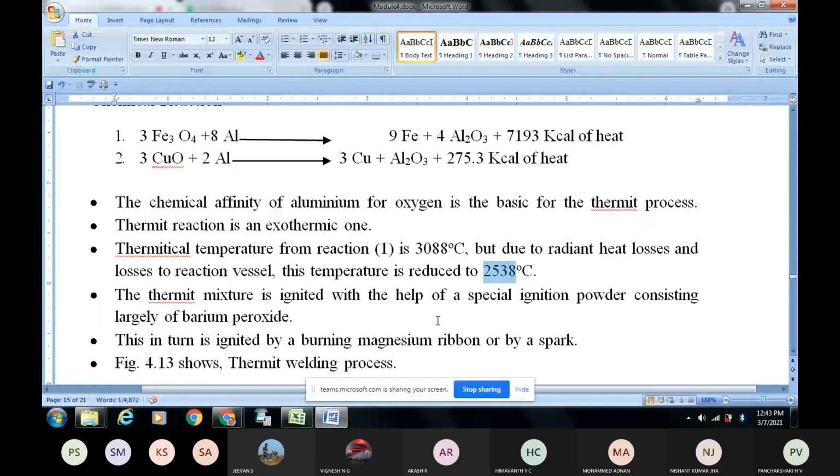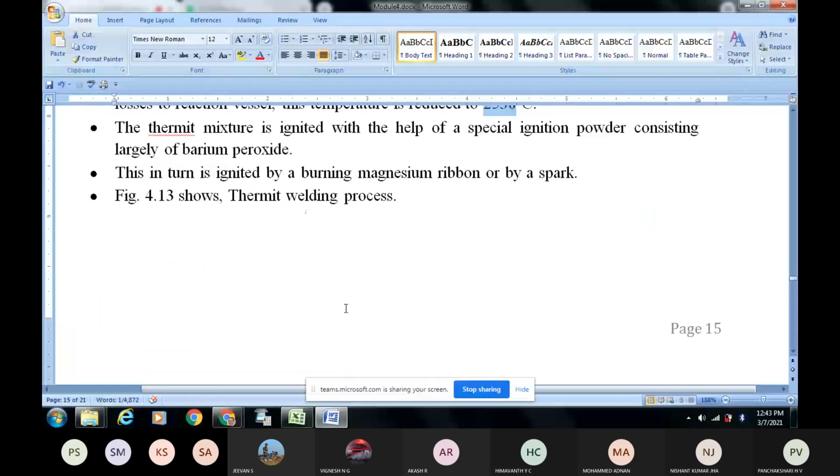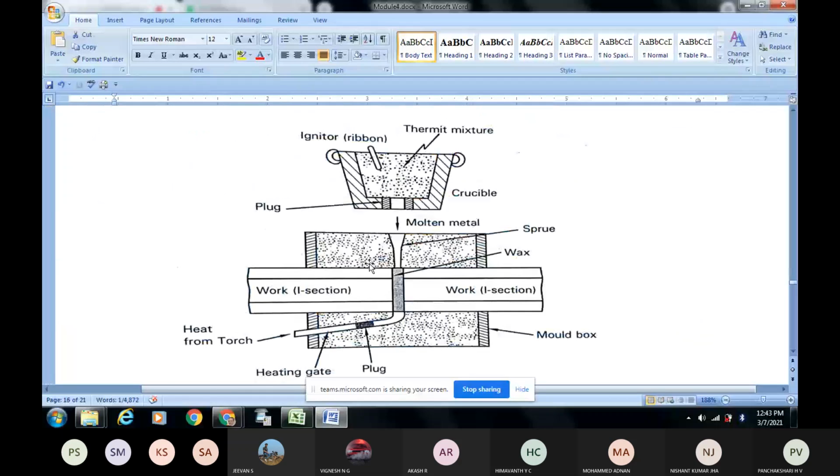So that is all about this process. Now you have understood the meaning of the thermit mixture. It is the mixture of iron oxide and aluminum. Aluminum reacts with oxygen, aluminum oxide is produced, and iron is separated. That iron will be melted, and then that molten iron will be made to deposit in this gap. Like that, the joint is made between the broken parts. So this is the basic concept of thermit welding.